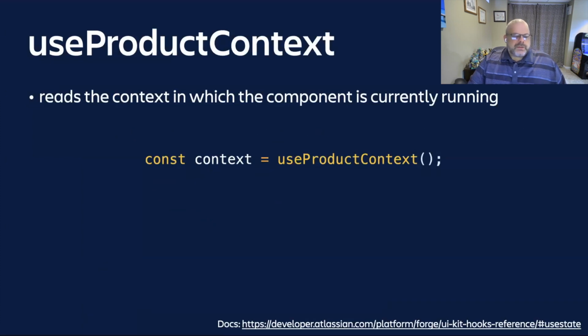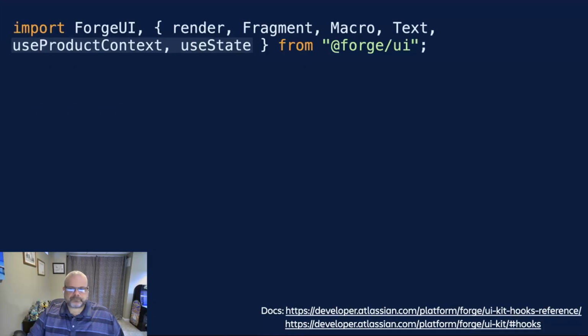useProductContext. So this reads the context in which the component is currently running. So we can call this function and get a whole bunch of information back about the context of where the macro is living. And we'll explore what this returns in just a moment. So to be able to use both of these functions, we need to declare these functions up in the import statement for Forge UI. So our template already has a bunch of things already declared, like Forge UI, and then a bunch of functions that are already being used in the templated code. So like render and fragment, macro and text. But then we can declare useProductContext and useState.